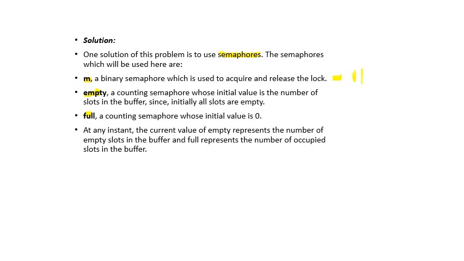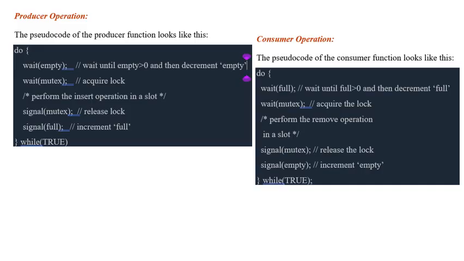At any instant, the current value of empty represents the number of empty slots, and full represents how many slots have been occupied in the buffer. Next, I just wanted to show this pseudocode. This one is for the producer, and the next pseudocode is for the consumer operation.